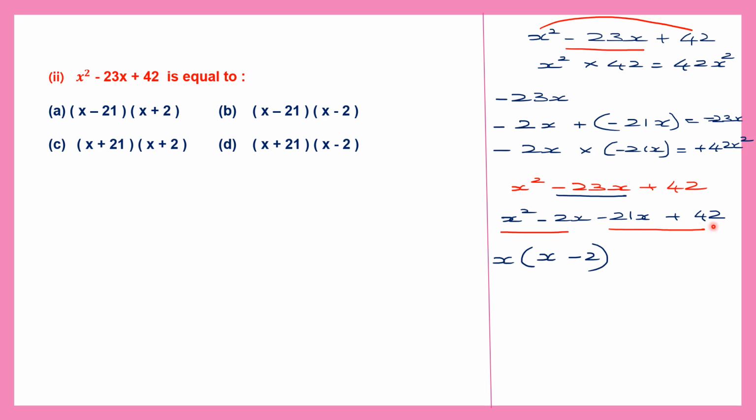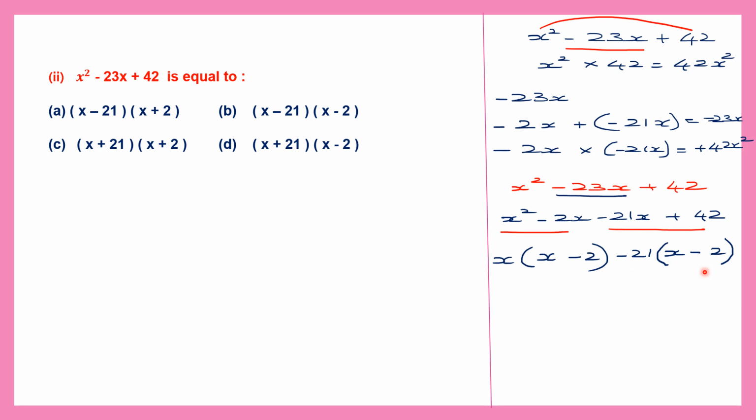Now look at 21 and 42. What is common? 21 is common, isn't it? 21 ones are 21, 21 twos are 42. So I can bring minus 21 outside. Since I have already taken minus 21 out, I only have x left. So let me put x here, and here I have 42. So minus 21 into what will give me plus 42? I have to write minus 2, isn't it? How did I get that? Minus into minus is plus. 21 into 2 is 42.